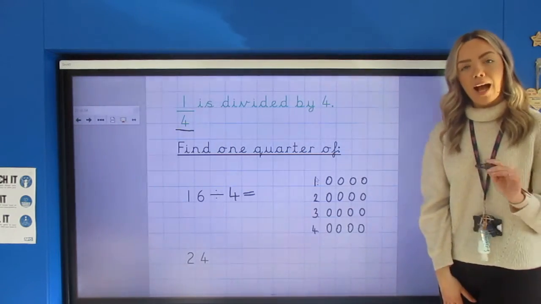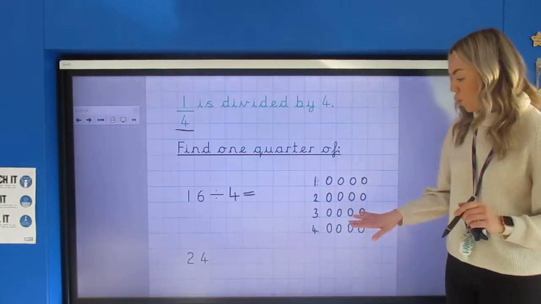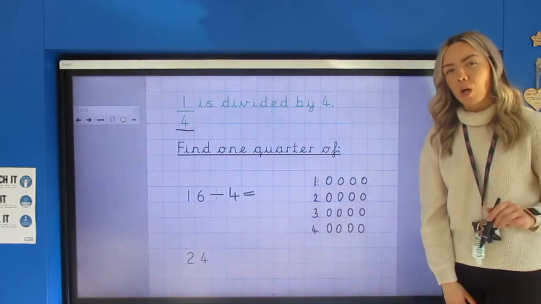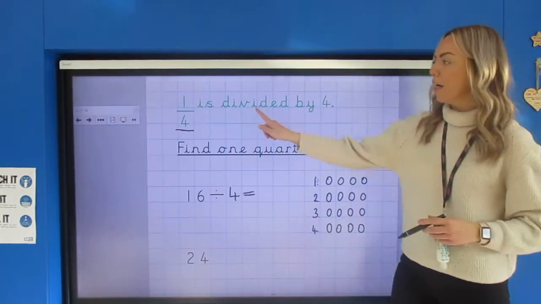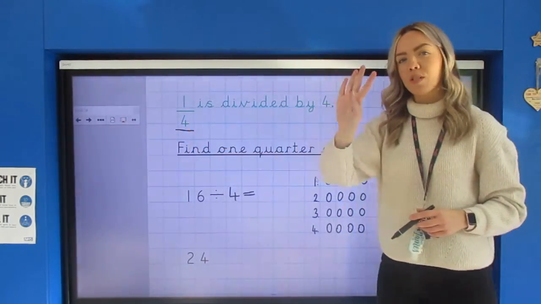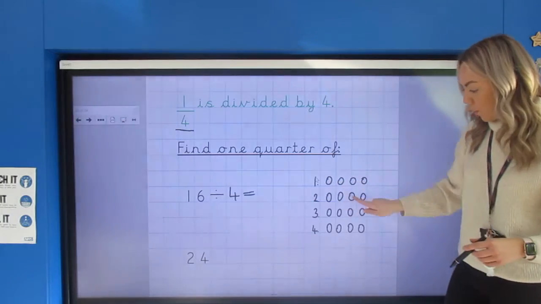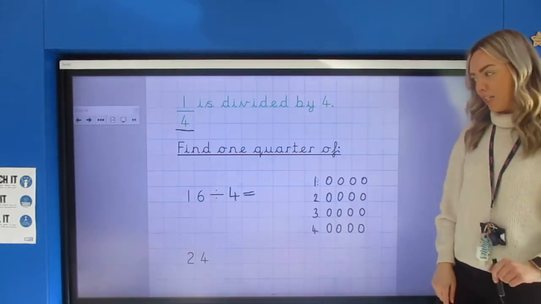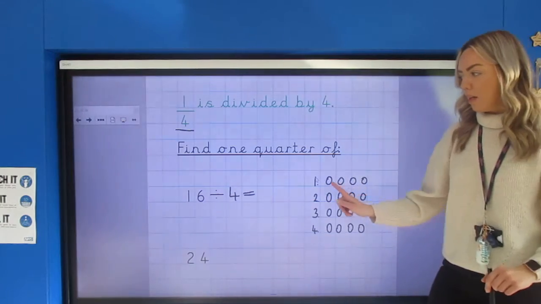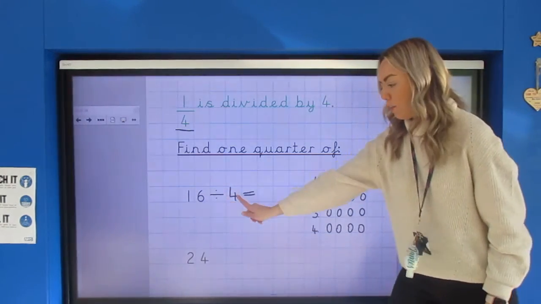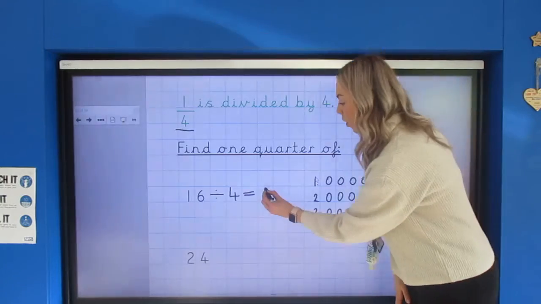Okay. Have I got equal groups? Check on your whiteboard. If you're doing this alongside me, have you got equal groups? Have we got 4 equal groups? Because remember, a quarter means we must have 4 equal groups. Do we have them? Yes, we do. We've got 4 in each group, haven't we? Okay. So, 16 shared by 4 equals 4, because we've got 4 in each group.